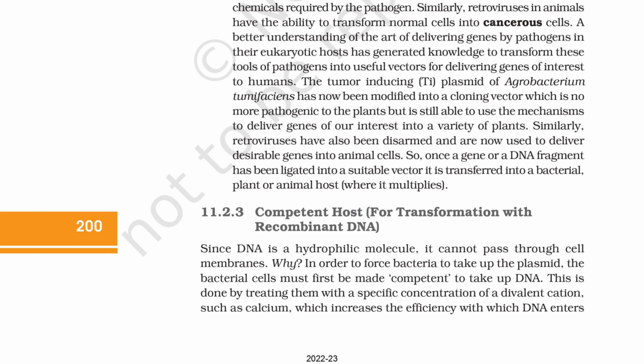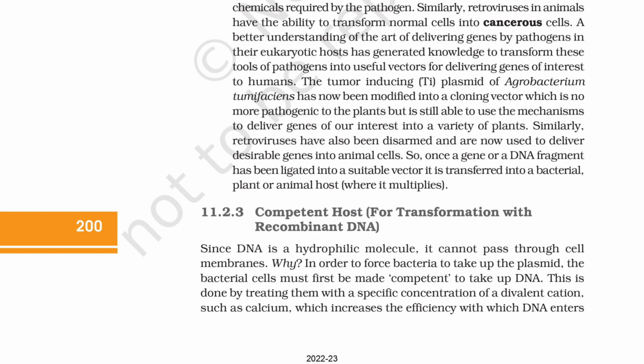The tumor-inducing Ti plasmid of Agrobacterium tumefaciens has now been modified into a cloning vector which is no more pathogenic to the plants, but is still able to use the mechanisms to deliver genes of our interest into a variety of plants. Similarly, retroviruses have also been disarmed and are now used to deliver desirable genes into animal cells.